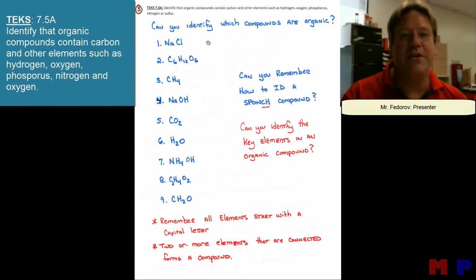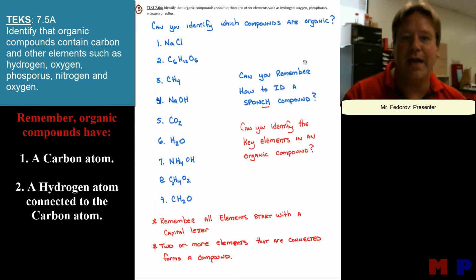Okay, so the next question is, can you identify which compounds are organic? We have a whole list of compounds here, and we're going to try to identify which of these is organic and which is not. We're going to start with the first one, sodium chloride. This is commonly known as table salt. My question is, is this an organic compound? Well, table salt does not contain carbon or hydrogen, and you remember that carbon and hydrogen are absolutely critical for it to be an organic compound. So this one is not an organic compound.